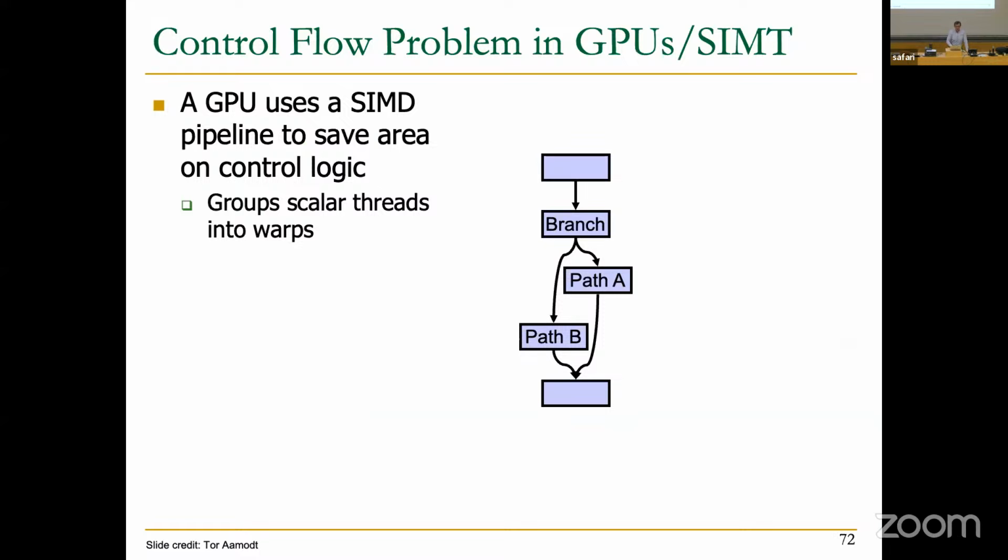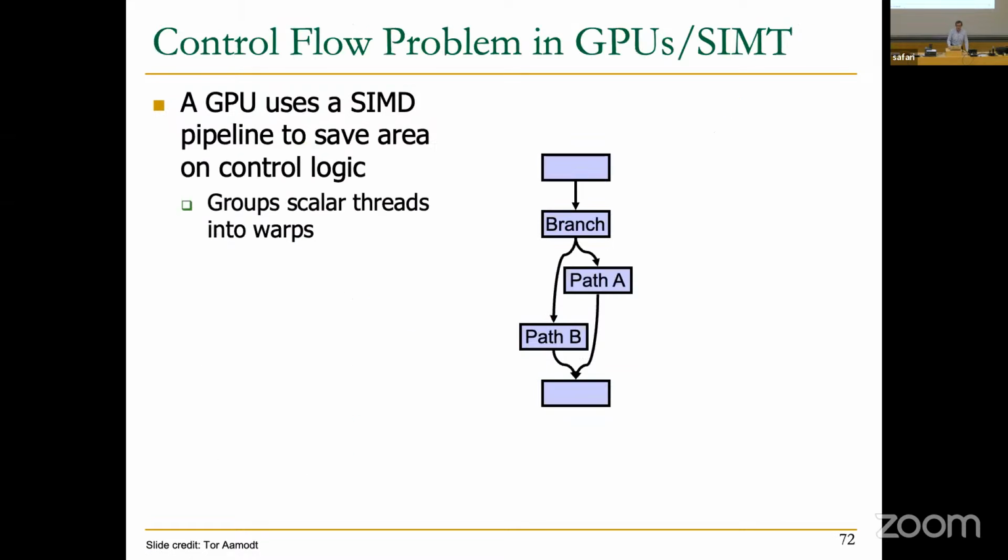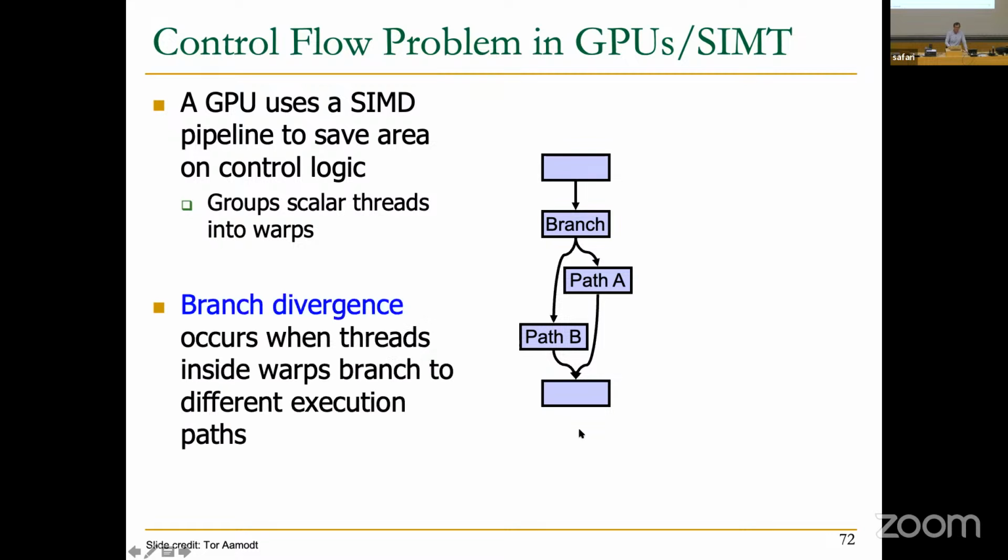Let's take a look. So essentially, there's a problem because threads execute different control flow paths, but some of them are not supposed to execute those instructions that they're at, right? So in a SIMD processor, we handle it through masking, if you remember the masking. We're going to handle it in a similar way over here, except it's going to be purely hardware-based. So we've already discussed this, right? A GPU uses the SIMD pipeline to save area on control logic. You group scalar threads into warps. This is a more simplified code, if you will.